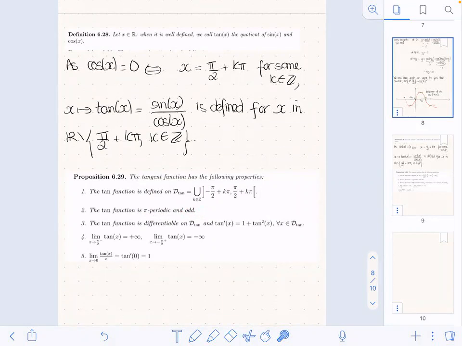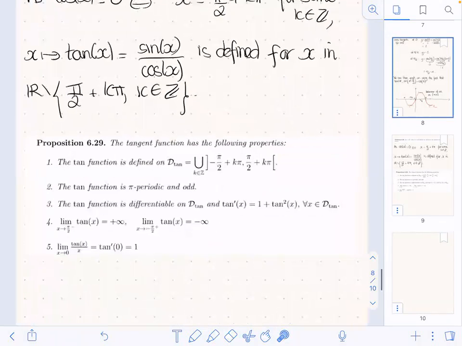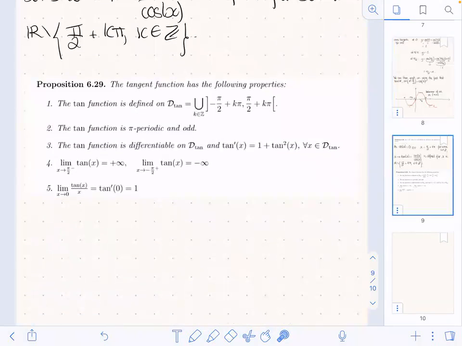The tangent function is differentiable on the definition domain. On each of these open intervals, you can differentiate the tangent function, and the derivative is 1 plus tangent squared. And you've got the following limits. On each edge of these intervals, on the right-hand side, you go to plus infinity, and on the left-hand side, you go to minus infinity. And you've also got a certain limit.